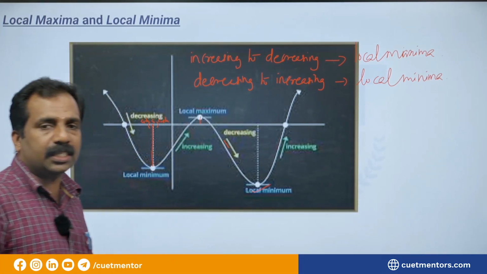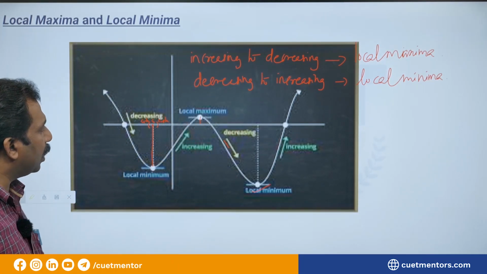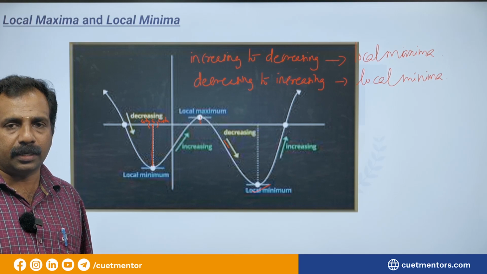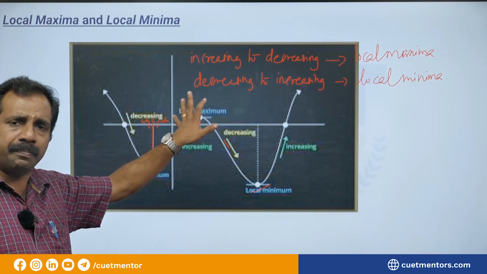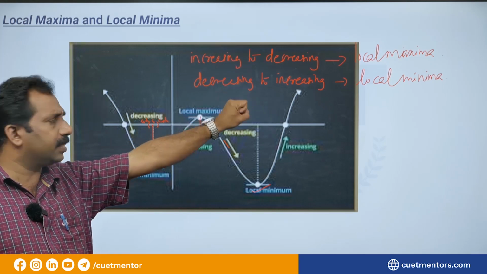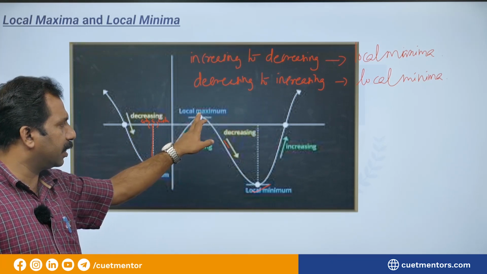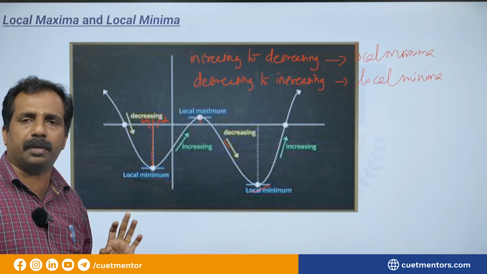Okay. So this is the condition for local maxima or local minima. This is the best graphical interpretation of local maxima or local minima. We can see here it is local minima, here it is local maxima, here it is local minima.